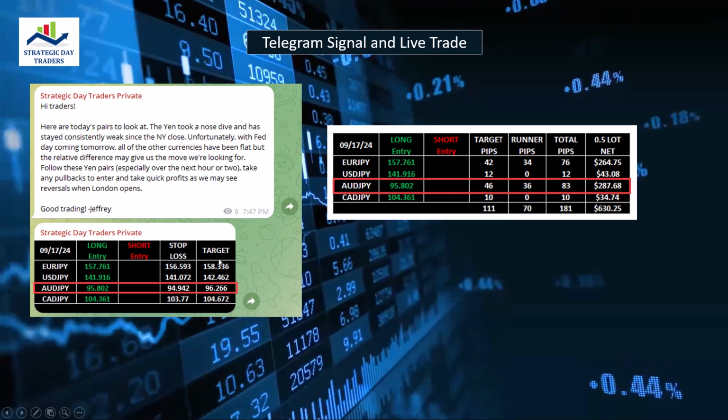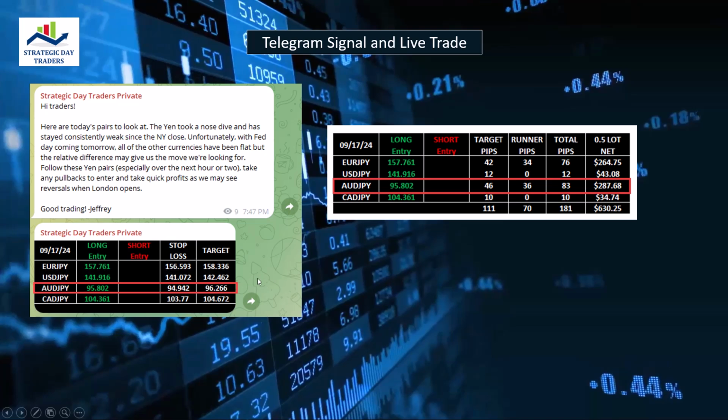Here are what the signals typically look like in my private Telegram room. So, for example, from a few weeks ago, in the 7 to 8 p.m. Eastern hour, I would have released these signals. This particular one, the Aussie yen, for example, I suggested an entry at 95.802 with a stop and a target. My targets are high probability targets. You can just input those and look to get those hit. They can be anywhere from 10 to 20 or even 30, 40 pips, and those are usually pretty quick.